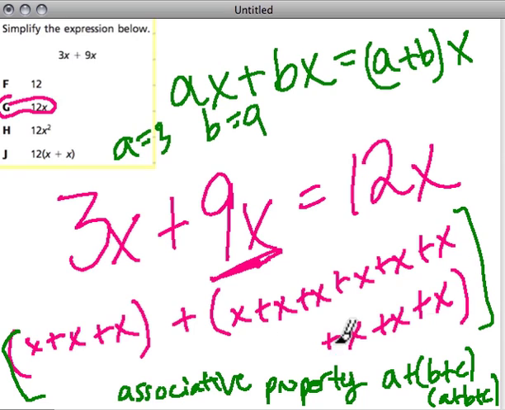So here, instead of just thinking of this group in parentheses and this group right here in parentheses, I can just think of them all as one large group. And I can just erase these parentheses right here. The associative property tells me I can regroup them, and that's exactly what I'm doing. Instead of 3 x's and 9 x's and then adding them up together, I'm just saying group them all together, all 12 x's. And that's the associative property.